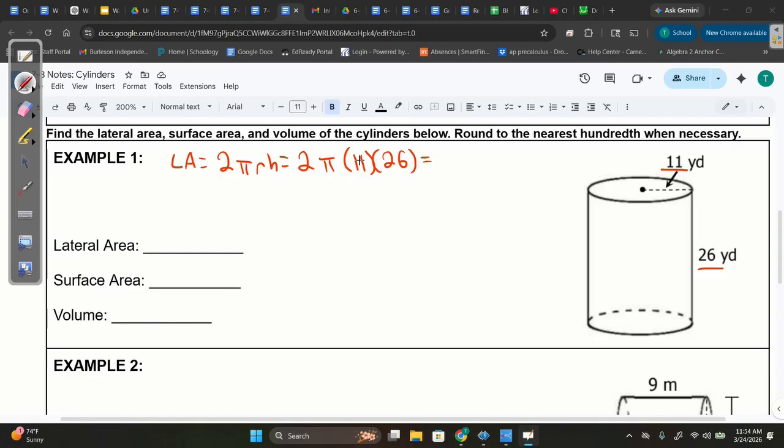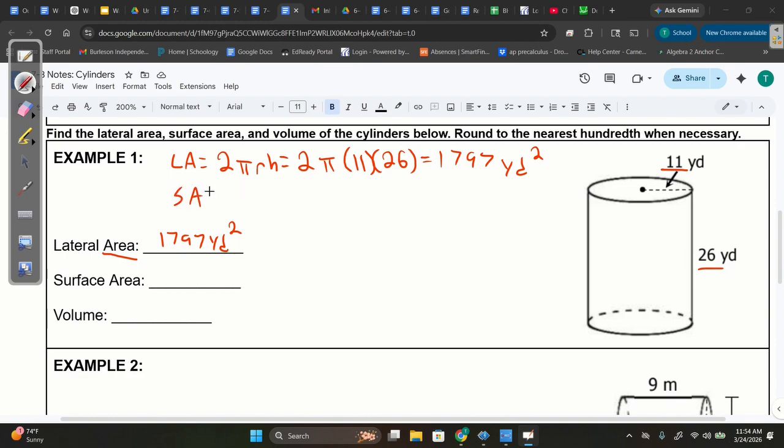And the calculator spits out about 1,797. I'm sorry, my tongue got tied. The unit would be yards squared because I'm finding the lateral area. So the lateral area is 1,797 yards squared.